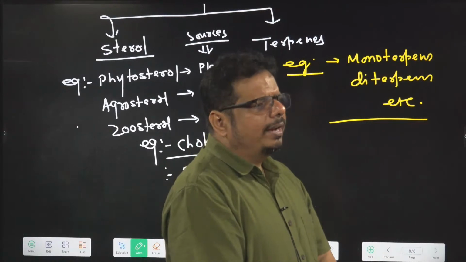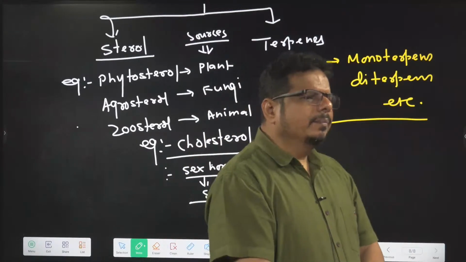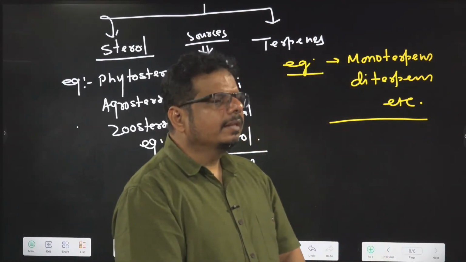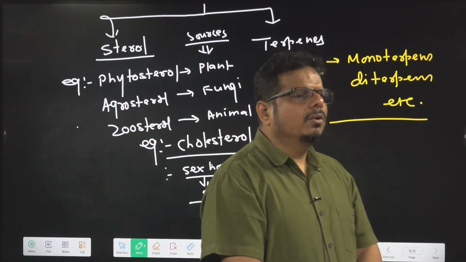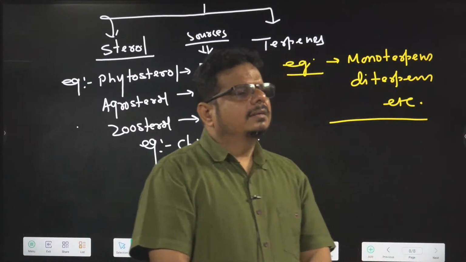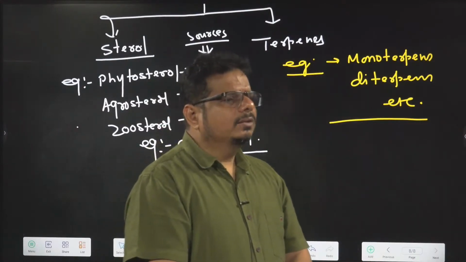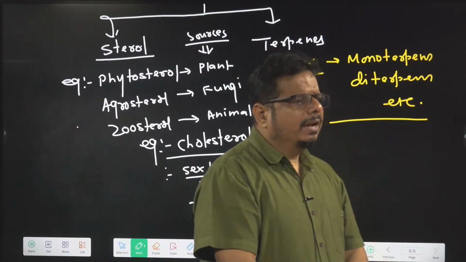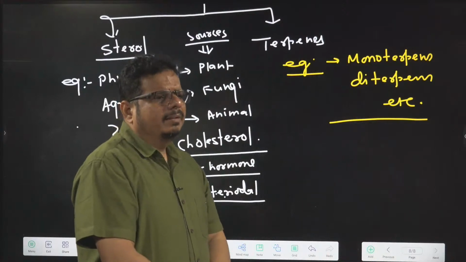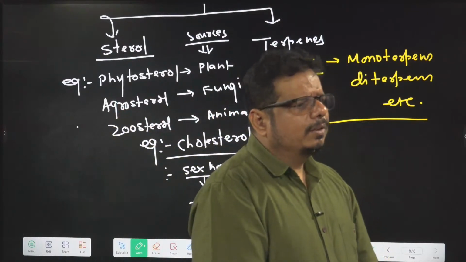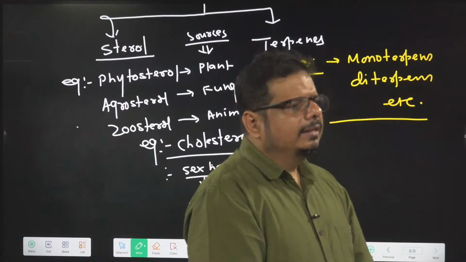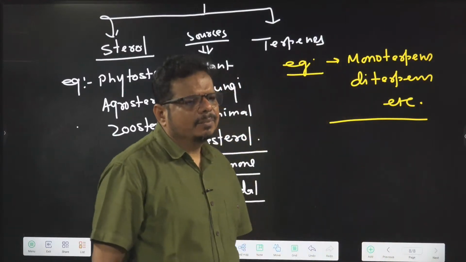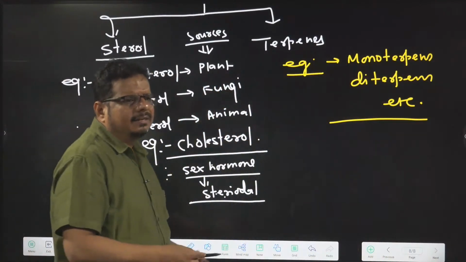Simple lipid is true fat and waxes. True fat is made up of glycerol and fatty acid. Waxes are made up of fatty acid and alcohol other than glycerol. Conjugated lipid have what? Lipid plus non-lipid component. And derived lipid has two types. One is what? Sterol, another is terpenes. Sterols, if obtained from plant source, are phytosterol. From animal sources, it is zoosterol. From fungal sources, it is ergosterol. And lecithin is an example of which one? Phospholipid. Got the idea? Done?